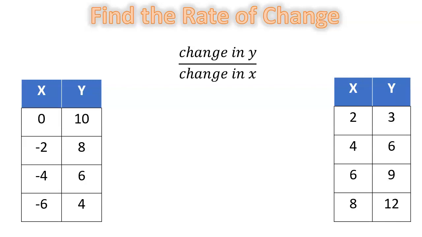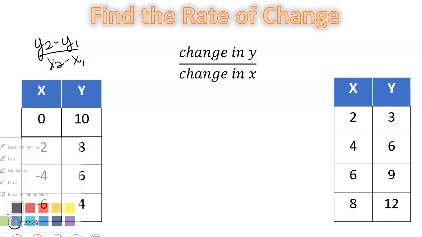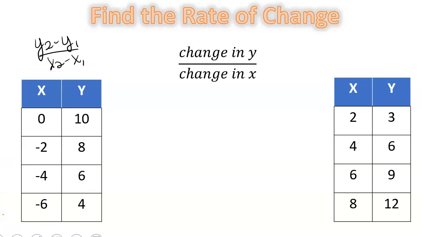So again, what's that equation we need to use? It's y2 minus y1 over x2 minus x1. So I'm going to go ahead and pick my points. I'm going to choose 0, 10, and negative 4, 6 over here. And then my other one, I'm going to choose 2, 3, and 8, 12. And it doesn't matter if you chose the same points as me, you should still get the same answer.